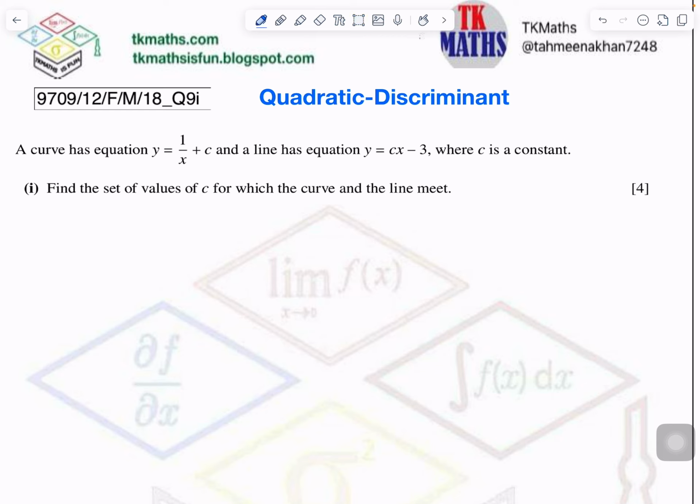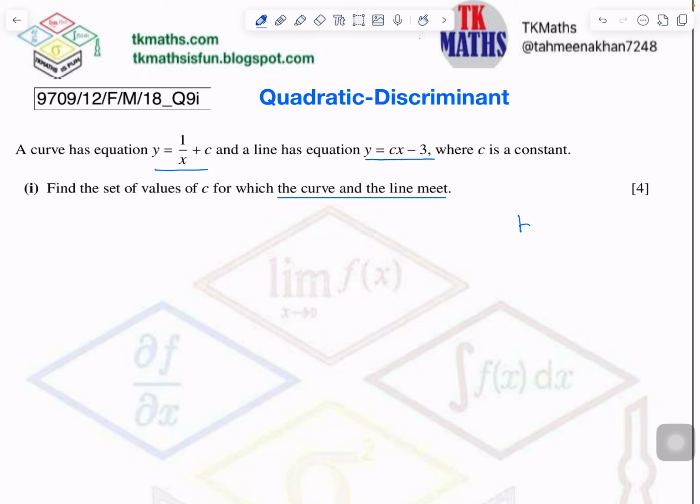A curve equation is given to you and a line equation is given to you. There is a constant c. You have to find the set of values of c for which the curve and the line meet. Now what do you understand from here? I will not just solve the question, I will explain the concept as well.